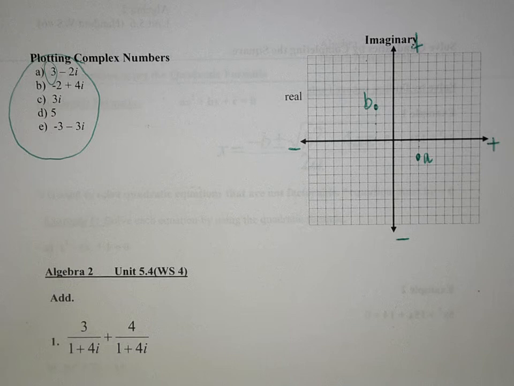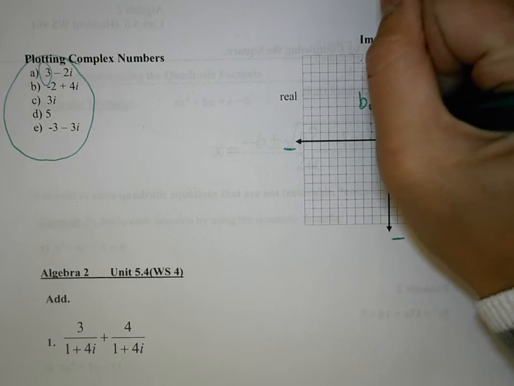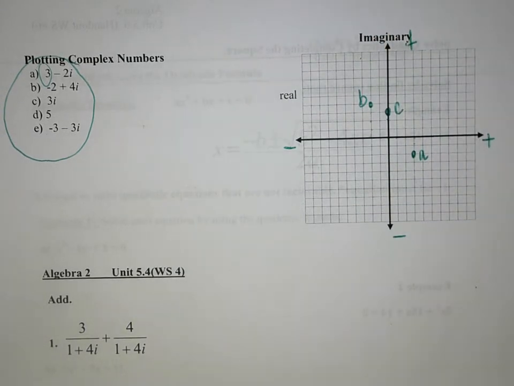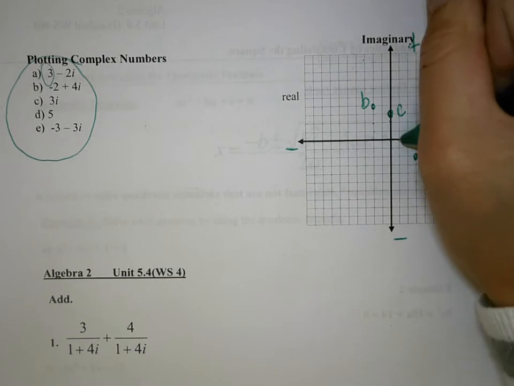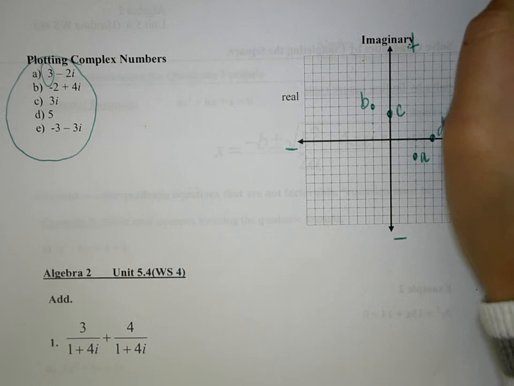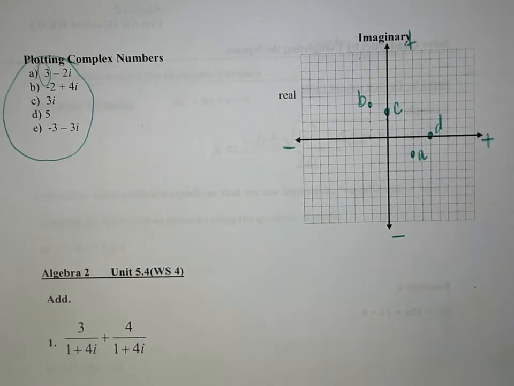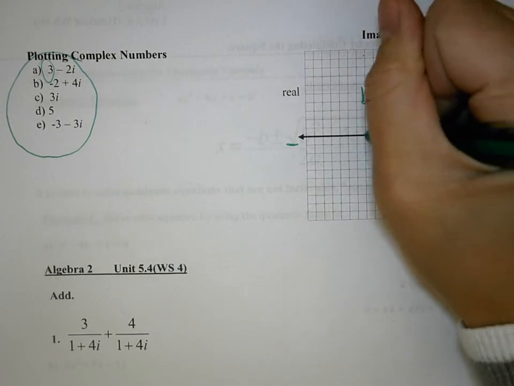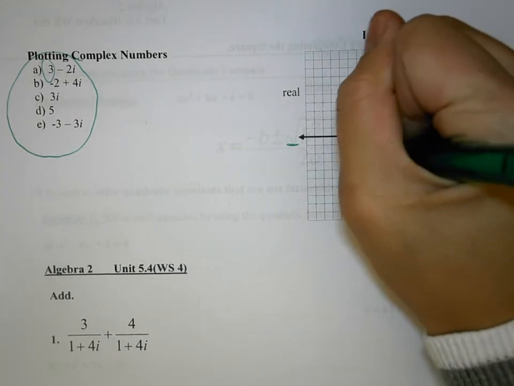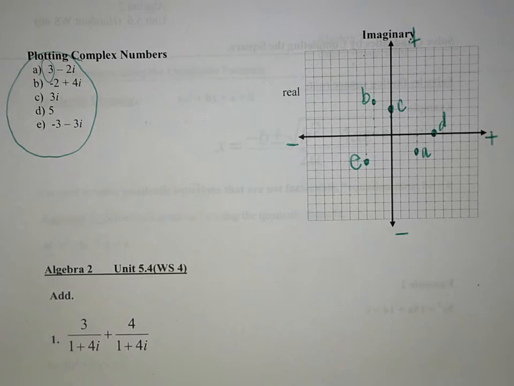Okay, so for C, it's just 3i, 3 in the imaginary. So you're going to go up 3, 1, 2, 3, and you're not going anywhere. So that is C. D is 5, so you go right 5, 1, 2, 3, 4, 5. And that is your D. And then E, we have negative 1, 2, 3, and then negative 3i down 3. And that is your E. Questions on plotting? Okay.